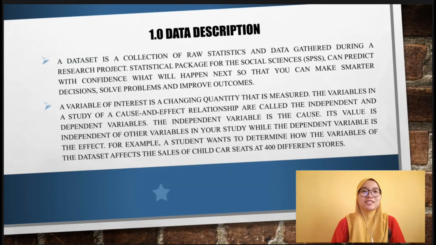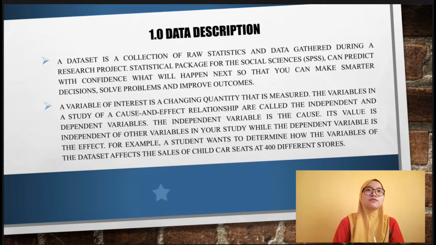First, data description. A collection of raw statistics and data gathered during a research project. The dataset contains the following variables, which are sales, comprice, income, advertising, population, price, share, job, age, and urban. Statistical Package for the Social Sciences, or SPSS, can predict with confidence what will happen next so that we can make smarter decisions to solve problems and improve outcomes.